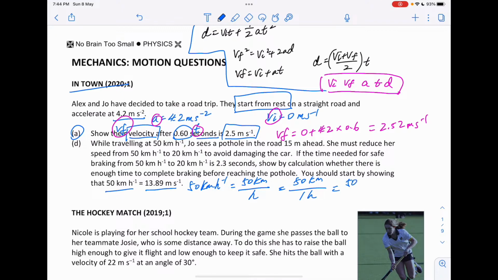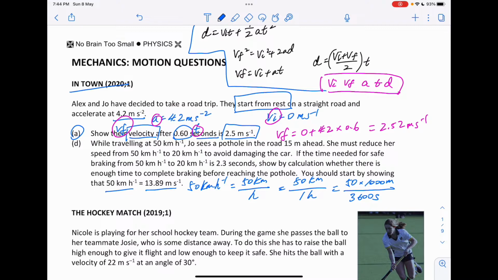That's 1,000 meters. Well, k means 1,000. An hour to seconds, right? We're doing the unit transformation. An hour equals 3,600 seconds. Well, an hour equals 60 minutes, and a minute equals 60 seconds.